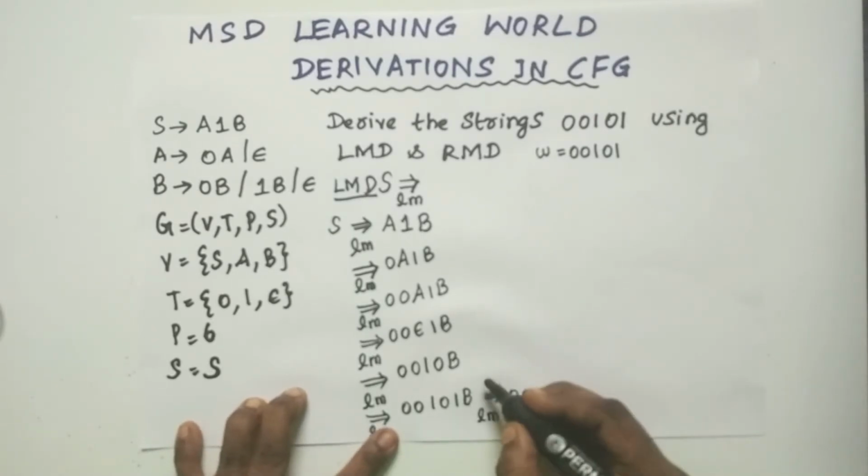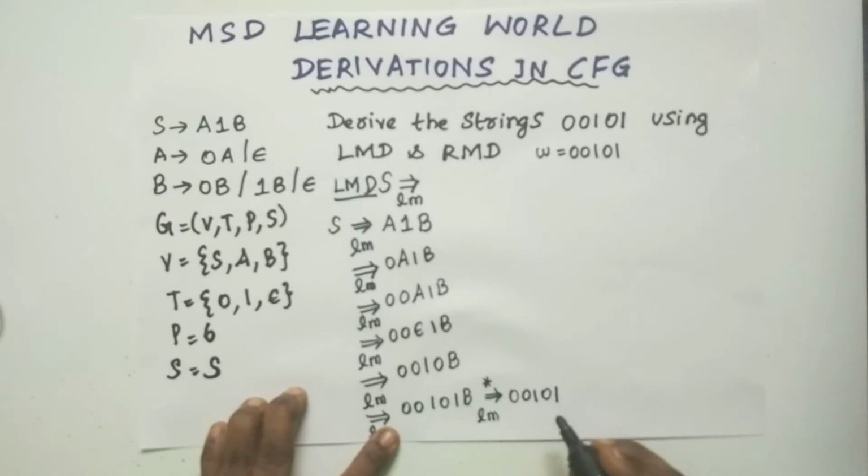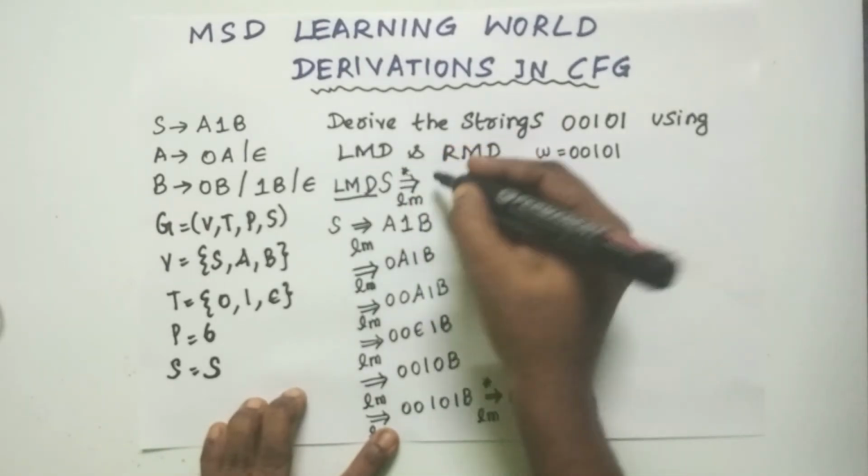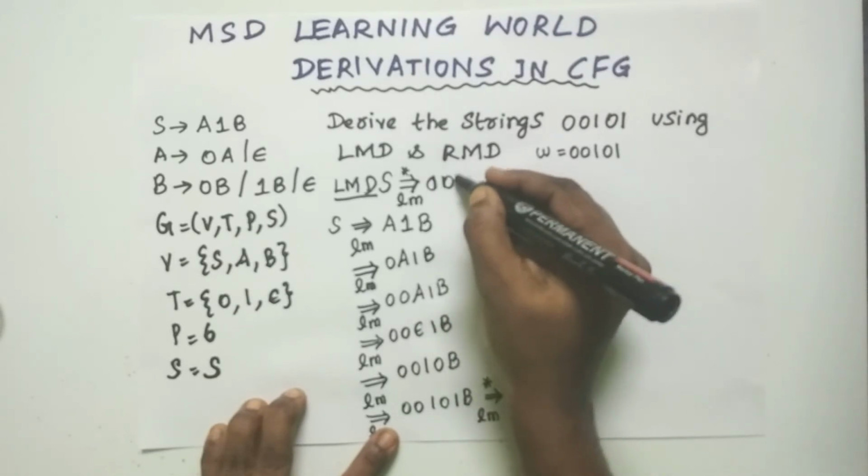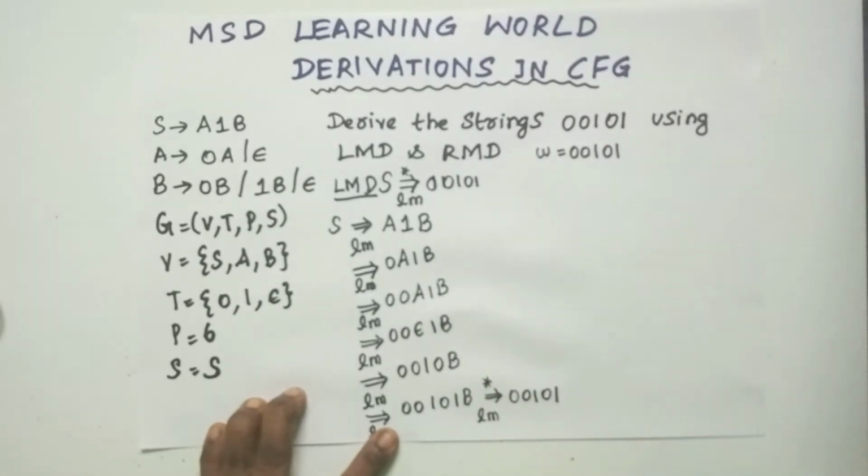So I have derived 0, 0, 1, 0, 1 from the starting symbol. So it is possible for you to derive 0, 0, 1, 0, 1. So 0, 0, 1, 0, 1 is a string which is a language present in this L of G.